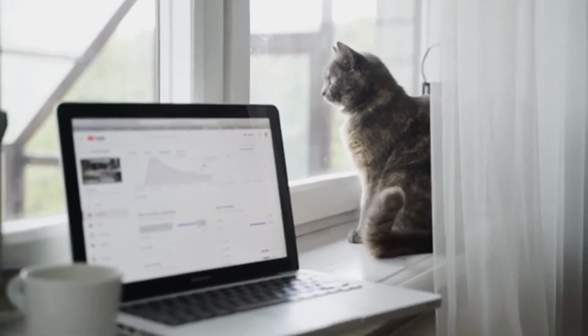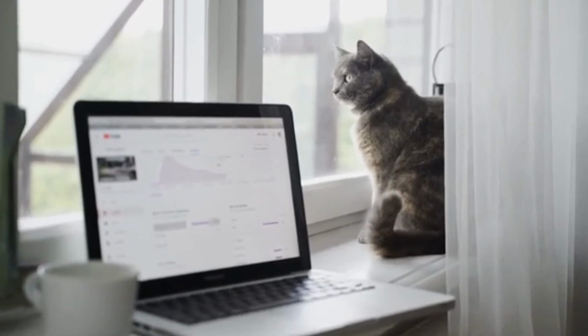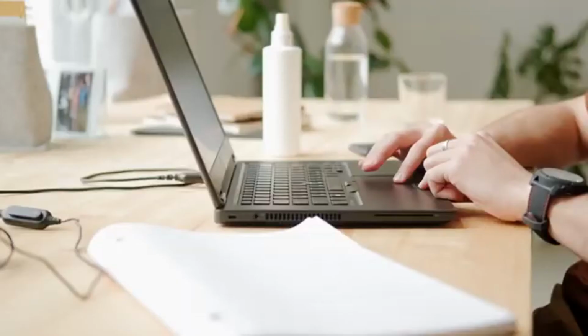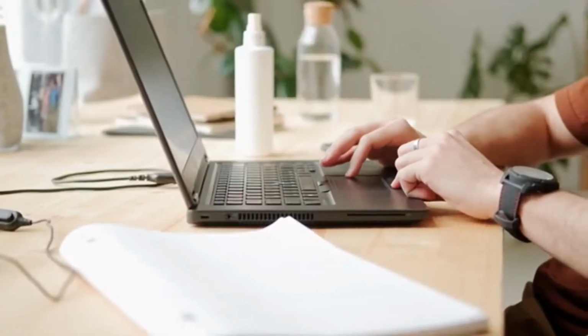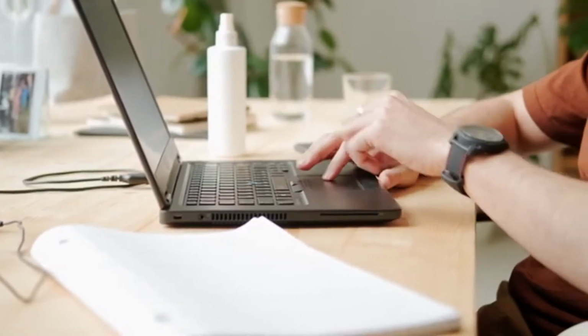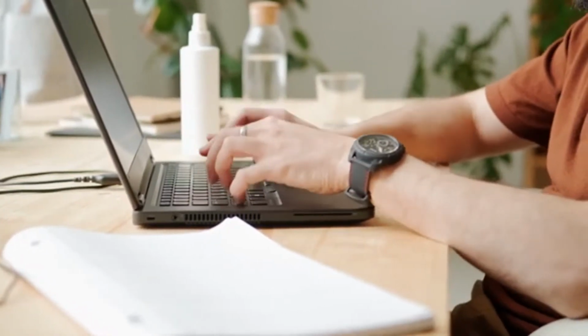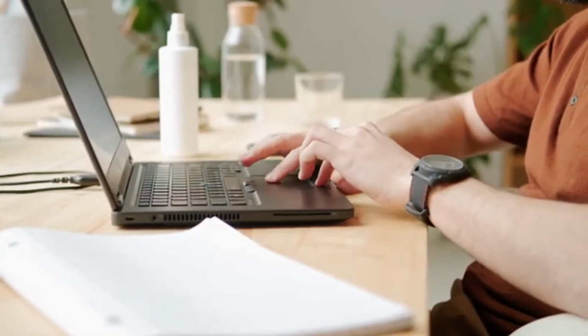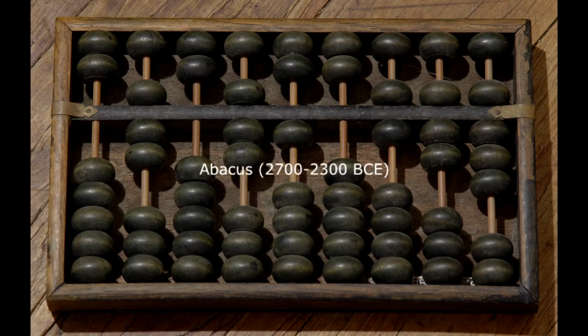Computers have undoubtedly become an essential part of modern life. But how did we get here? The development of the modern computer is an ongoing process that actually took several centuries. To understand the modern computer, we first have to look at ancient computing devices and algorithms.